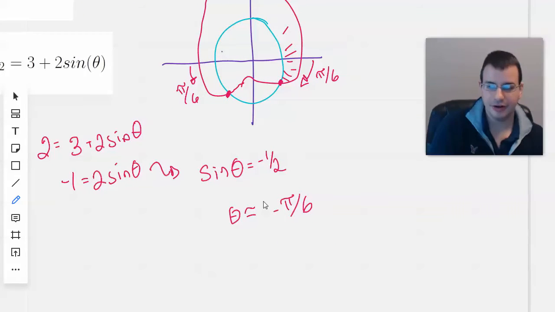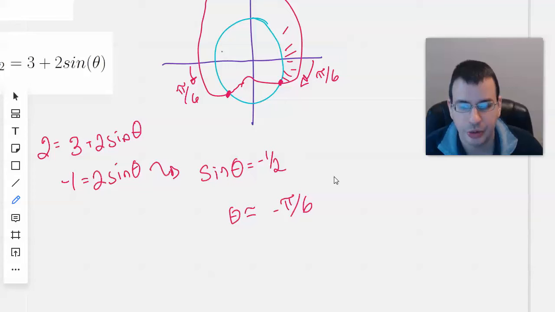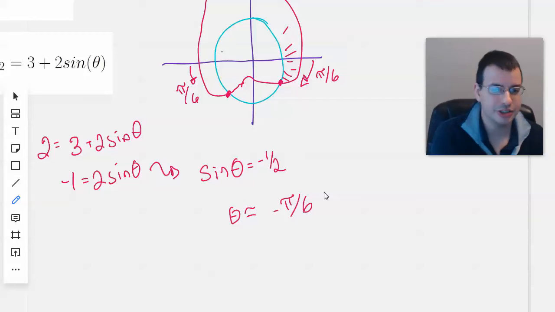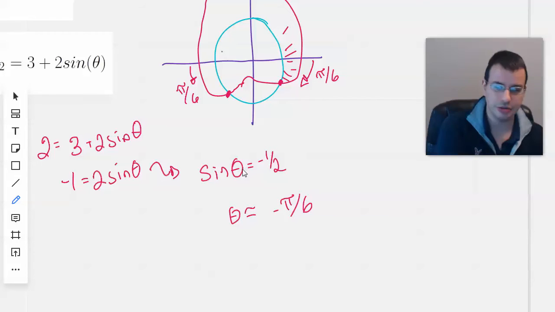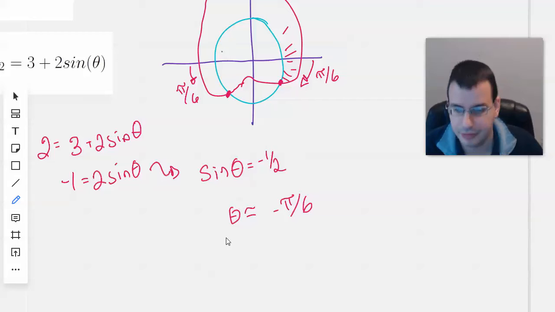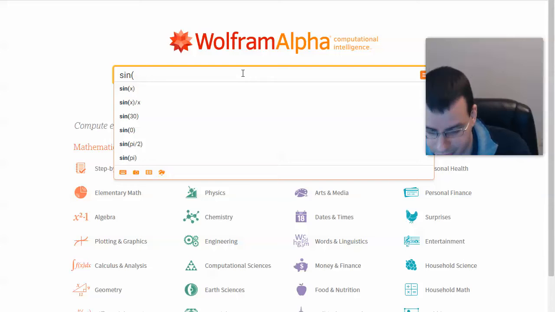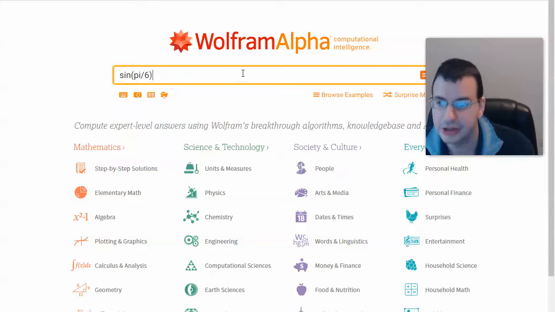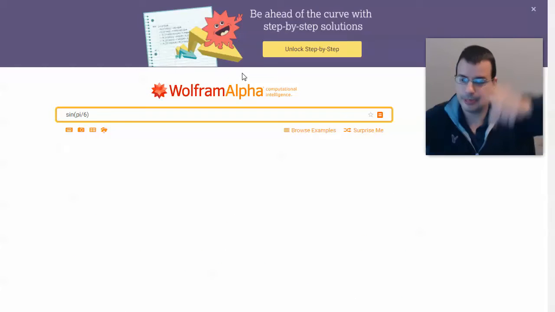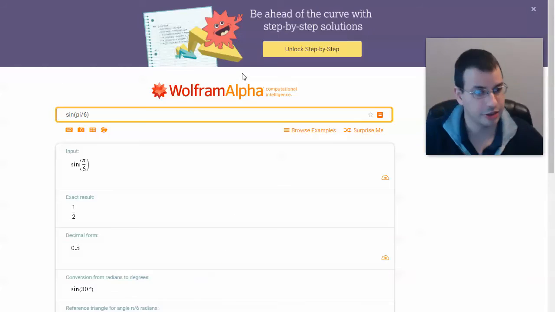I'm going to verify that real quick. So the arc sine of 1/2 should be pi over 6, or sine of pi over 6, which is the same as 30 degrees, should be 1/2. Sine of pi over 6 is 1/2. Okay, so yes.